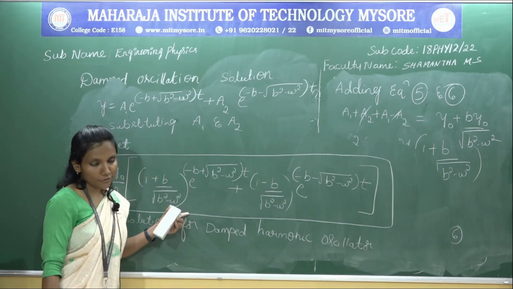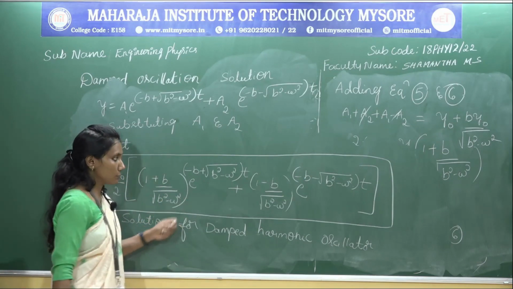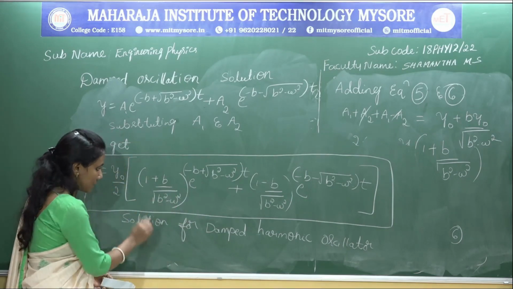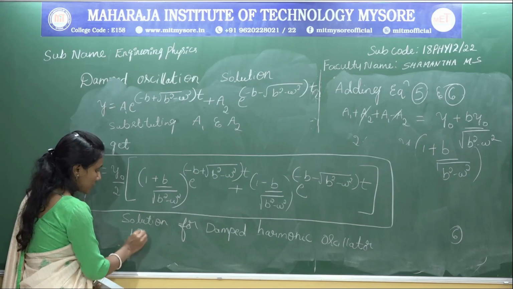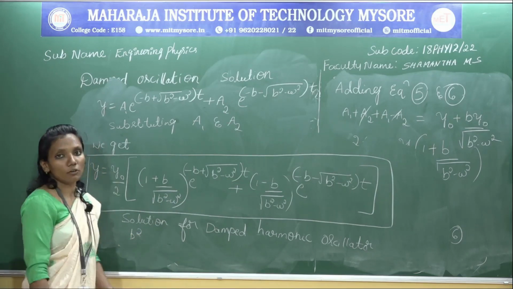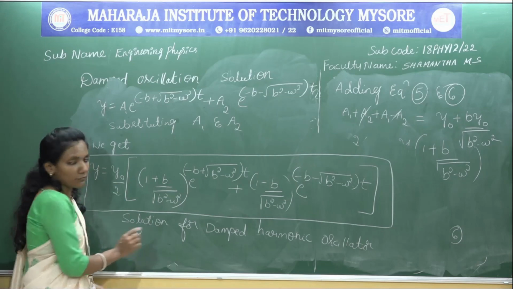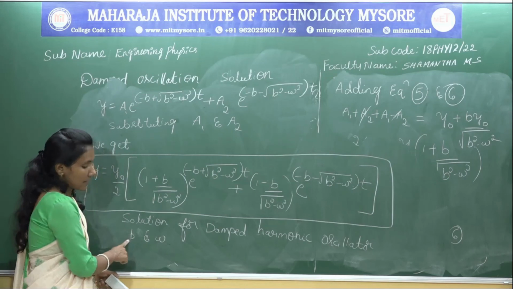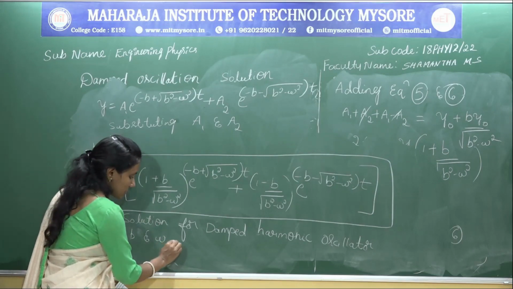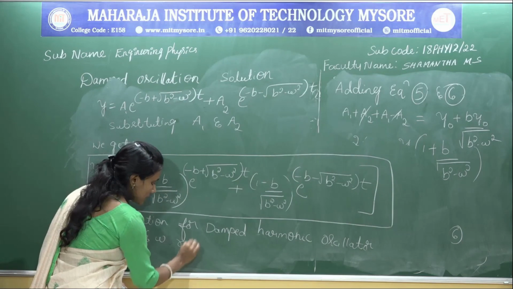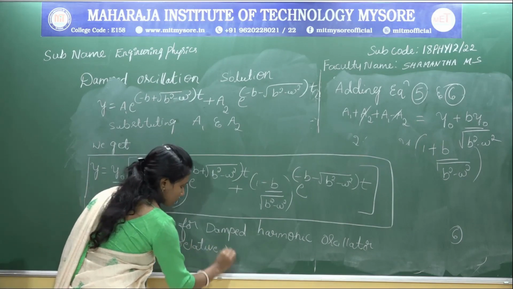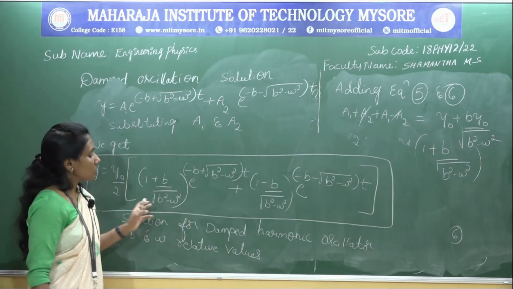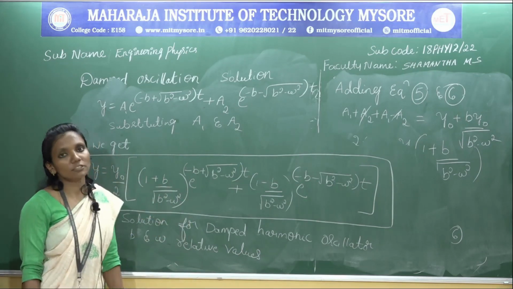So when the particle is executing motion with velocity dy by dt and with mass m, b and omega are the relative values. Based on these relative values, the damping coefficient and angular frequency, the damped harmonic oscillator is classified into 3 cases.